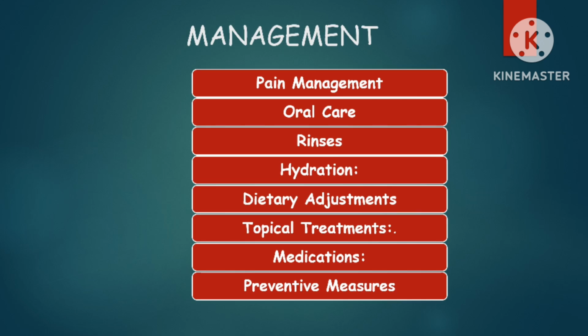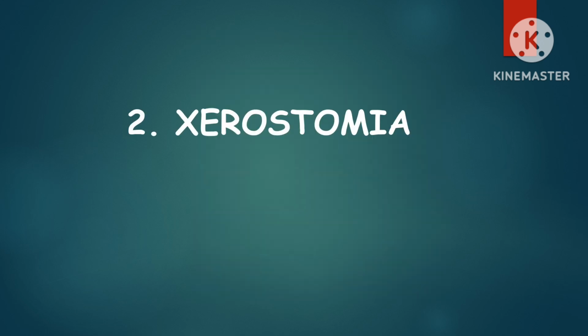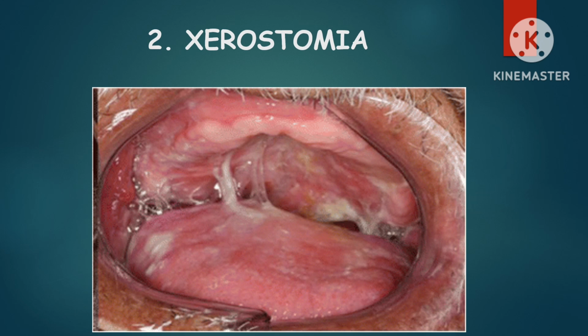Hydration is very important. These patients should stay hydrated and drink a lot of fluids to keep the mucous membrane moist. Humidifiers may be used to keep the air moist. Dietary adjustments are also made, which include a soft diet. Bland food should be eaten by the patient, and the food consistency should be such that it is less likely to irritate the mucosa. And the patient should be advised to steer clear of spicy, acidic or rough textured food.